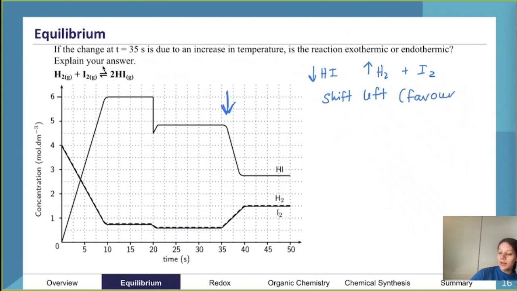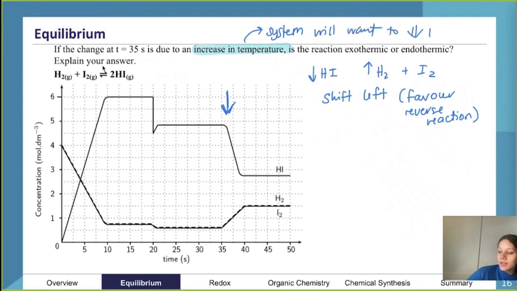Which is favoring our reverse reaction. Okay, so if we favored our reverse reaction, and what's happened is an increase in temperature, so what the system will want to do is to bring it back down. So decrease temp. So favoring the reverse reaction is somehow decreasing the temperature of the whole system.